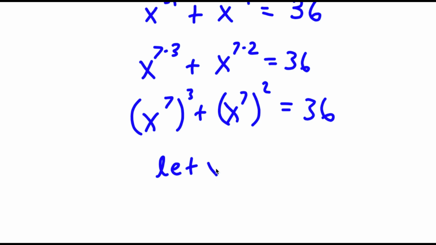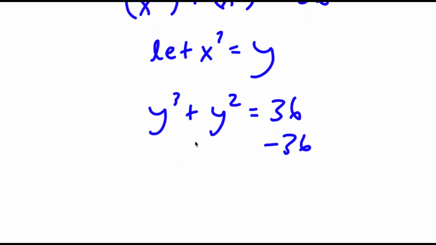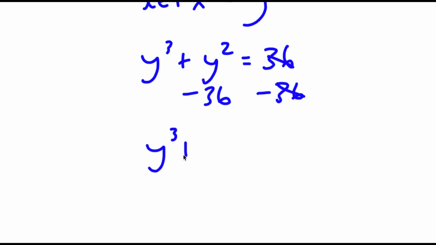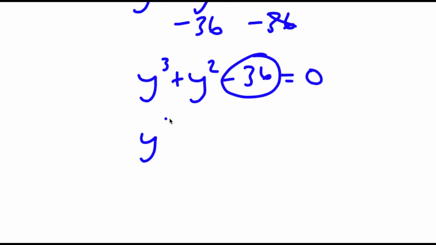Now I can let x to the power of 7 equal to the variable y. So now I have y to the power of 3 plus y squared is equal to 36. Now if I subtract 36 on both sides, these two cancel out, and I get y to the power of 3 plus y squared minus 36 is equal to 0. Now negative 36, I can rewrite this as negative 27 minus 9.